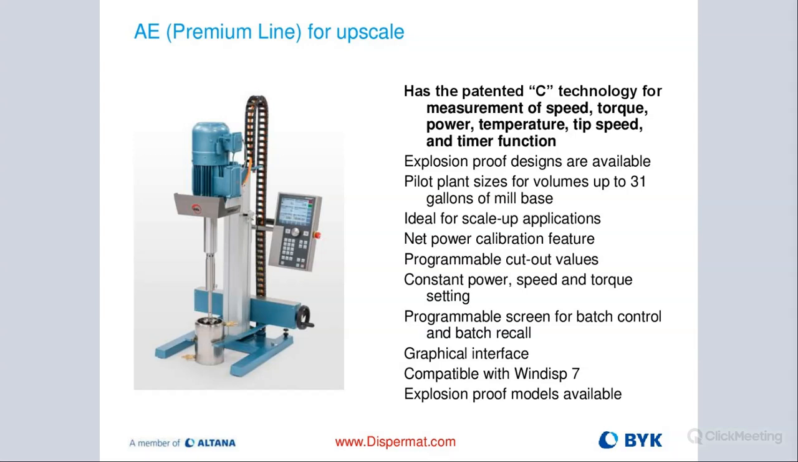So that's available for our AE premium line of dispersers. And that's like the CN models. They are scalable as well. So you can go from small lab all the way up to manufacturing, and you'll be able to carry over the data. So the good part here is that our scalability from lab to pilot to production is almost one-to-one. So it's outstanding. So very, very good quality machines for production as well.